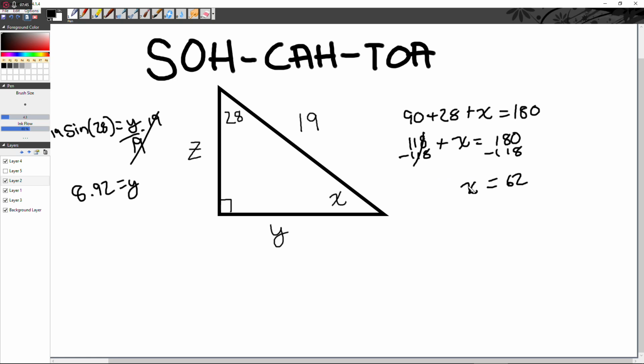So cosine of 28 equals z, our adjacent, over 19, our hypotenuse. To solve for this, all I gotta do is multiply both sides by 19. So we get 19 times the cosine of 28 equals z. If you type that in on a calculator, you should get 16.78 when you round to the nearest hundredth.